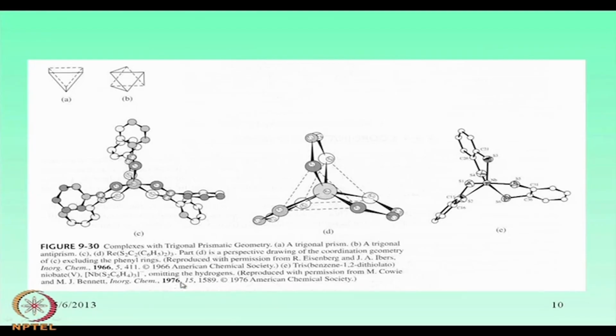This is an Inorganic Chemistry 76 paper, where we see this particular geometry for the corresponding niobium compound, and where we have the niobate compound. So D is the rhenium compound. A is the trigonal prism, basically the trigonal prism geometry, and this is when we just rotate the top plane. When we rotate the top plane or the bottom plane clockwise or anti-clockwise, we get the corresponding trigonal antiprism geometry.